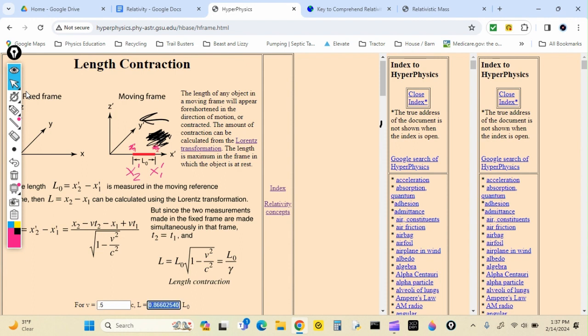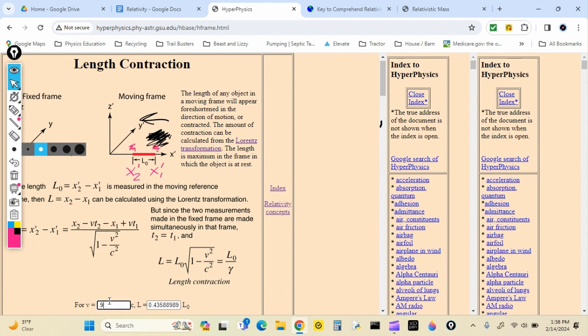Then we look over at this other one. There's how much the length contracts: 0.8660254, and so on. So that's what happens there. What happens if I get really close to the speed of light? How much does the length contract? Well, let's take 0.9 times the speed of light. There we go. Now we're about half the length that we were before.